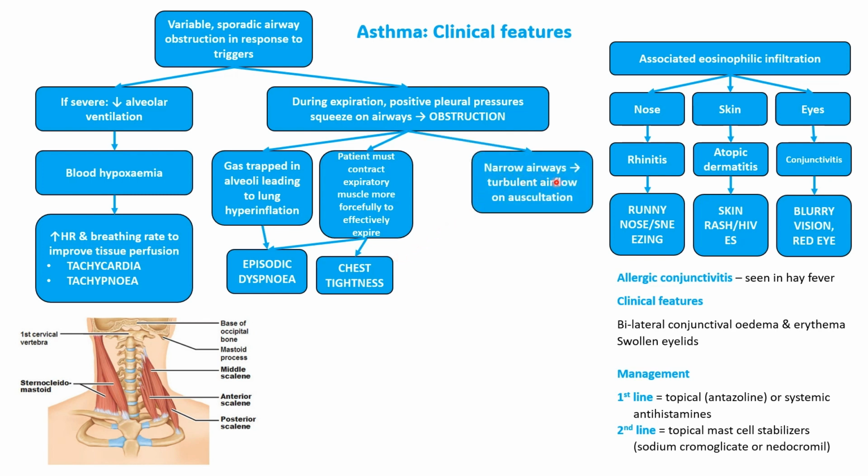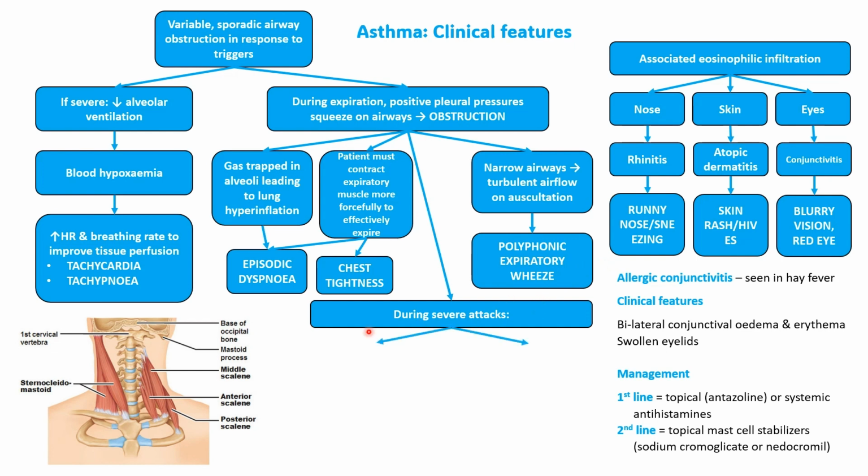Narrow airways lead to turbulent airflow. So turbulent airflow movement through the airways can be heard on auscultation as a polyphonic expiratory wheeze. Okay, so it's a sound heard on expiration, and polyphonic means that there are lots of different sounds.